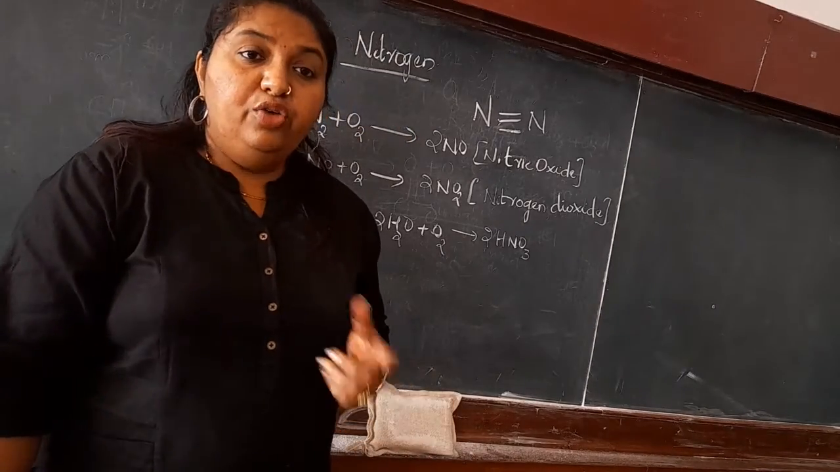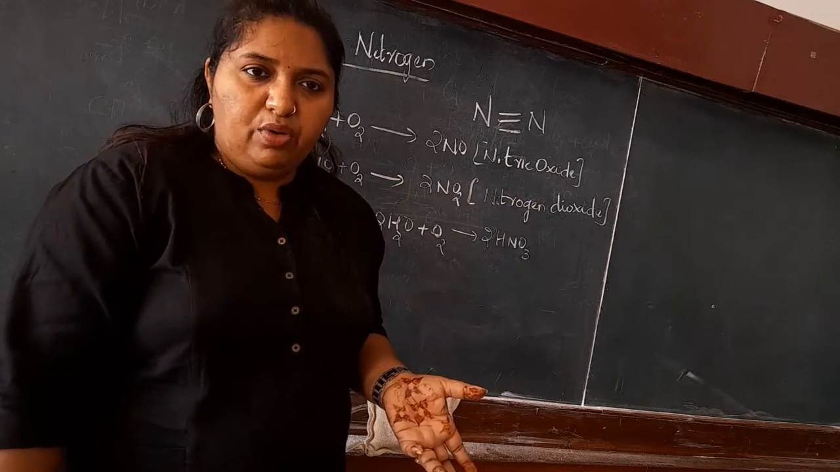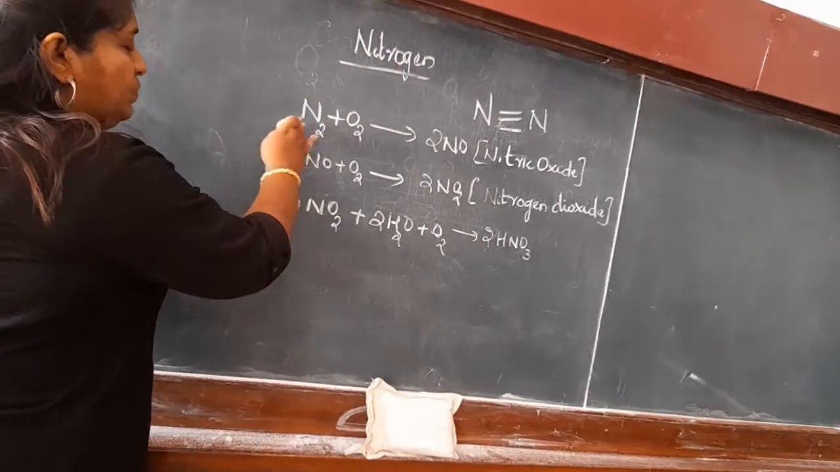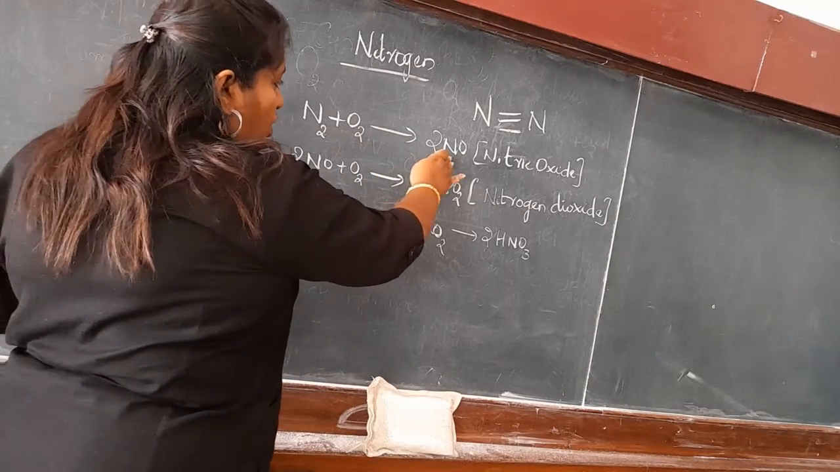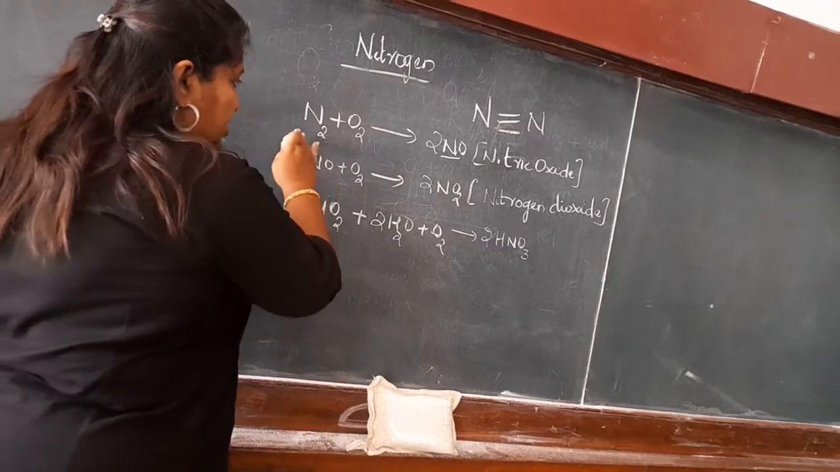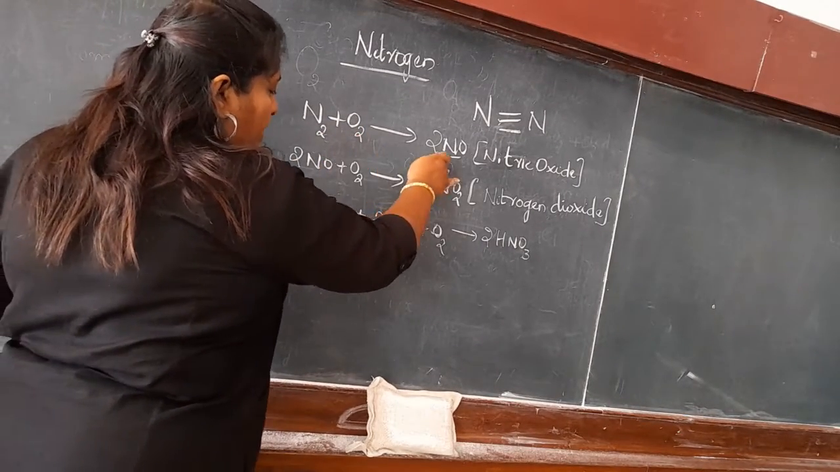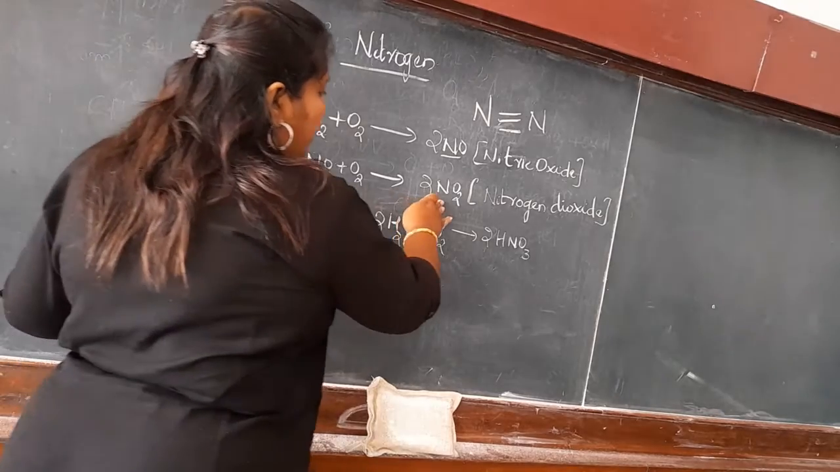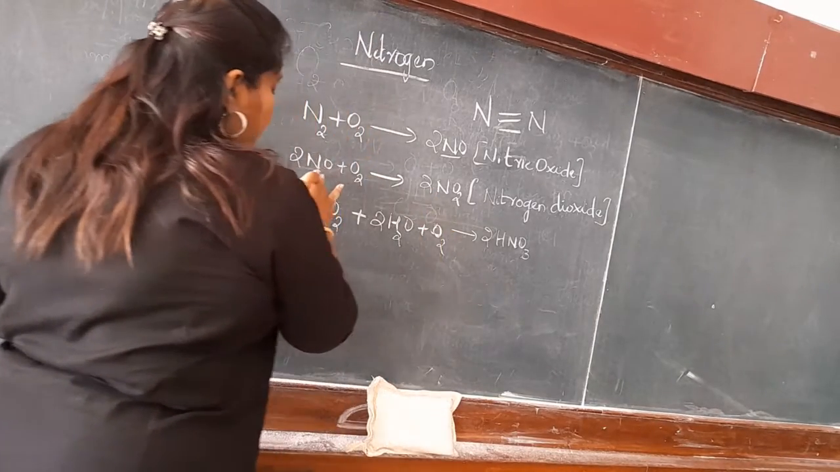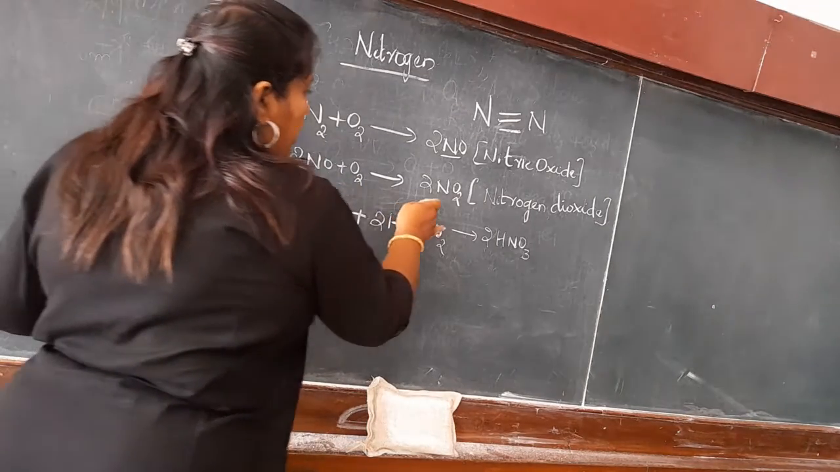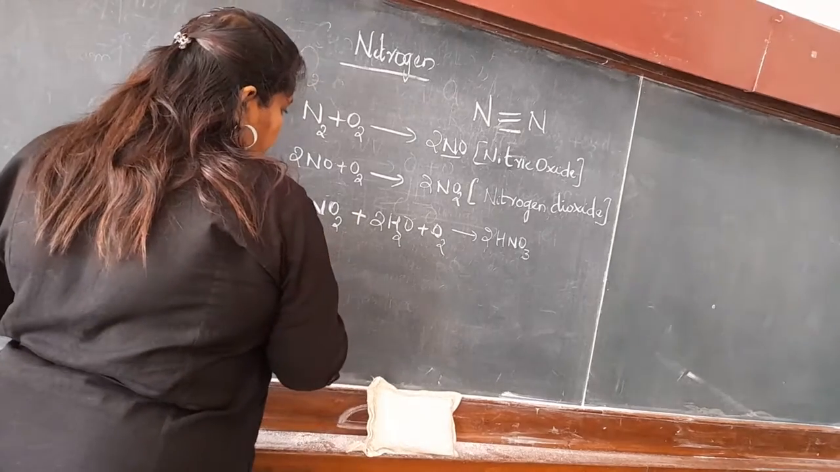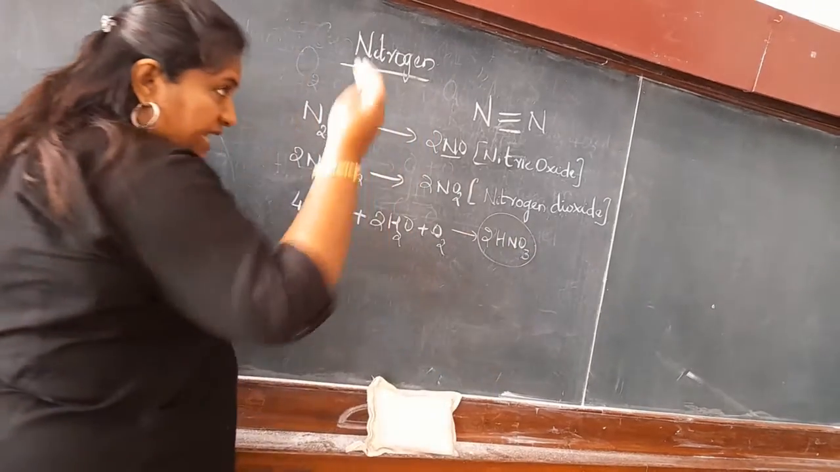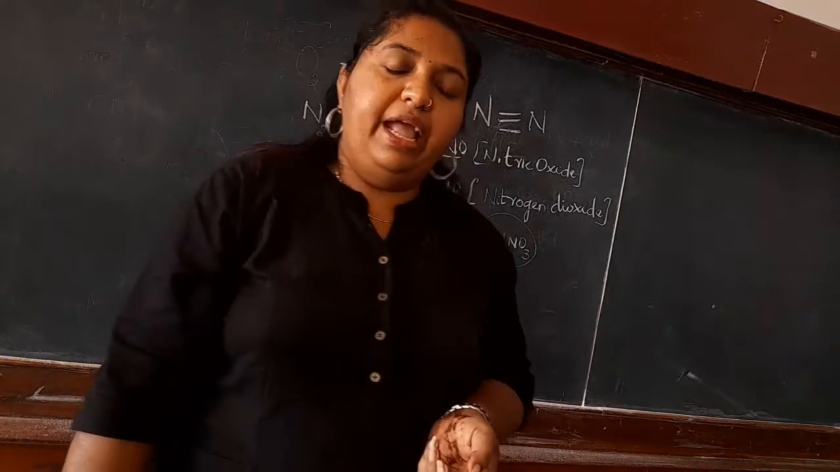During heavy thunder and lightning, a lot of electrical discharge is given out, isn't it? At a high temperature, the bond breaks, and the nitrogen combines with atmospheric oxygen to form nitric oxide, N2 + O2 gives 2NO. Nitrogen combines with oxygen to form nitric oxide. This nitric oxide suddenly combines with oxygen again to form nitrogen dioxide. This nitrogen dioxide dissolves in the rainwater to form nitric acid. Okay, this nitric acid comes down to the soil along with rain.